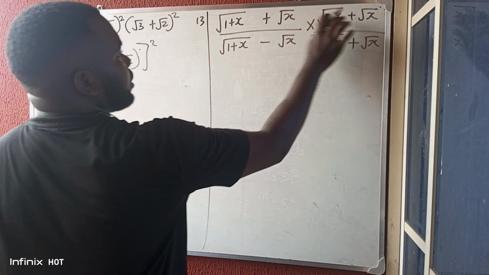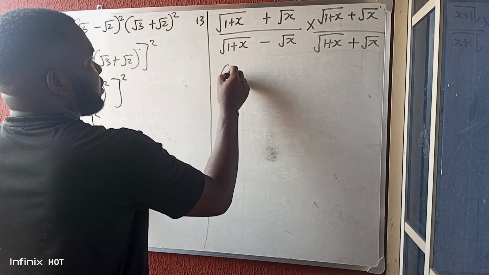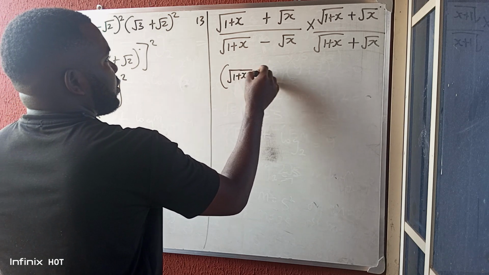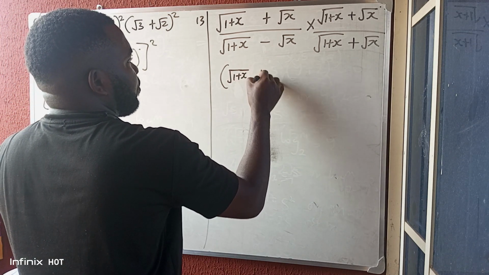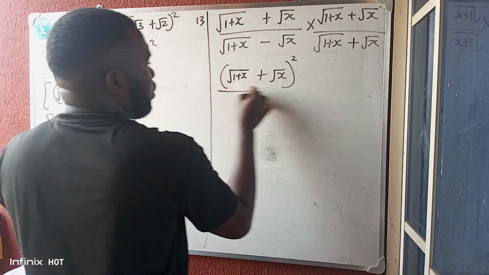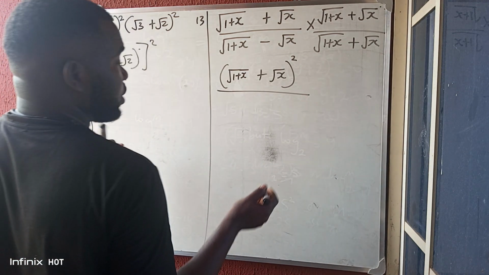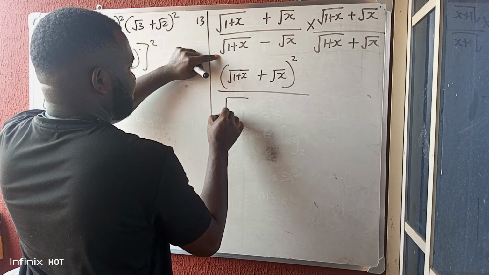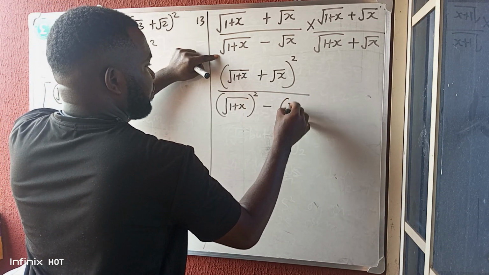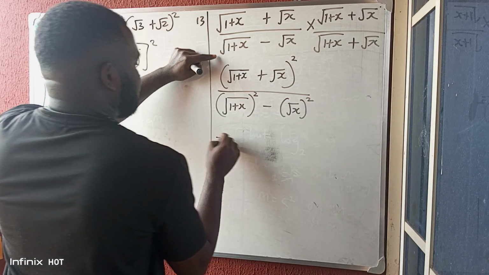If you look at these two things, they are the same thing. So it means that I'm having root (1 plus x) plus root x all squared, because they are the same thing, then all over. Remember that the denominator is always a difference of two squares. So the first one all squared minus the second one all squared. So let us clear the numerator.